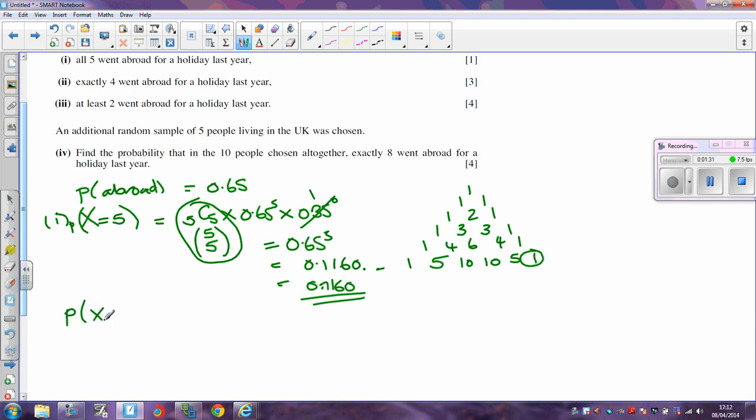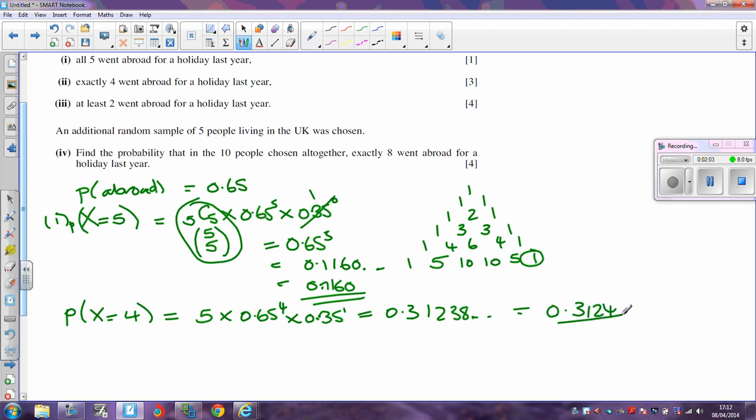So we want the probability that x is equal to 4. Now, the number we're going to have to multiply that by, 0, 1, 2, 3, 4, is going to be 5. So I'm going to do 5 multiplied by 0.65 to the power 4, because we've got 4 successes in this case. But I'm now going to multiply by 0.35 to the power 1, because we've got one person who didn't go abroad. That comes out as 0.31238, and I'm going to round that to 0.3124.